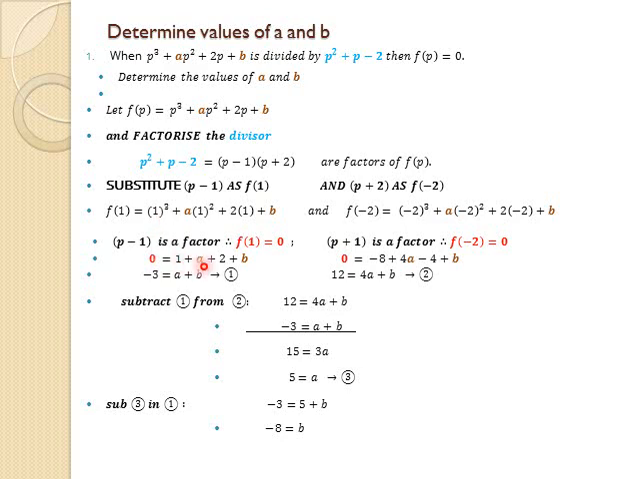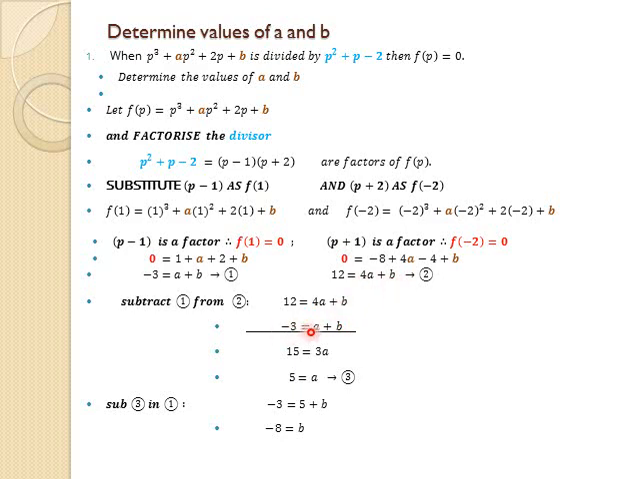So that gives me 1 plus a plus 2 plus b, so a plus b, 2 plus 1 is 3. If I take it over, negative 3. That's my equation 1. For negative 2, that would give me negative 8 plus 4a minus 4 plus b. So 4a plus b, minus 8 minus 4 gives me minus 12. Take it over, it becomes positive 12. Right, subtract 1 from 2 because I have b and b should cancel. So 12 equals 4a plus b.